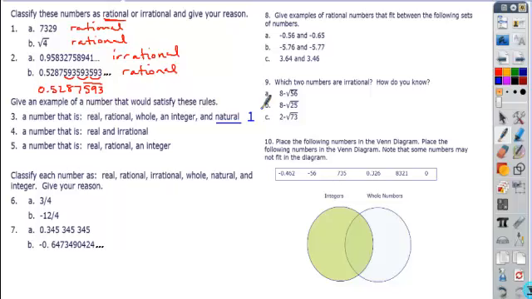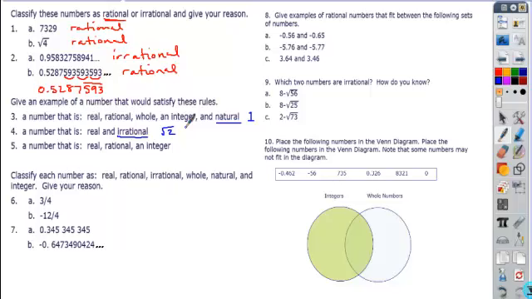Okay. Number 4, nobody did it, so we'll just talk through it. A number that's real and irrational. So again, go to the most specific classification. What's an example of an irrational number? Okay, good. Square root of 2 works. Again, any radical that doesn't simplify to an integer works, and anything that has a pi in it or an e in it would also work.